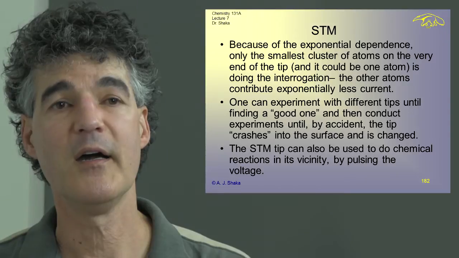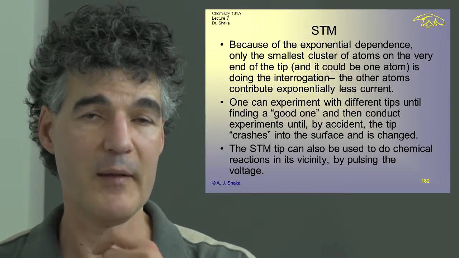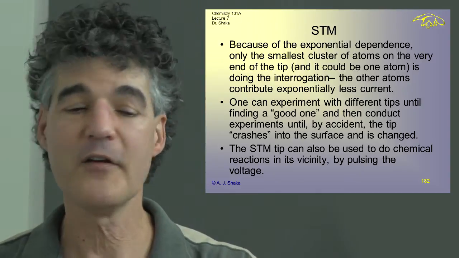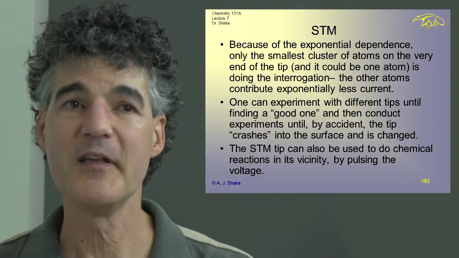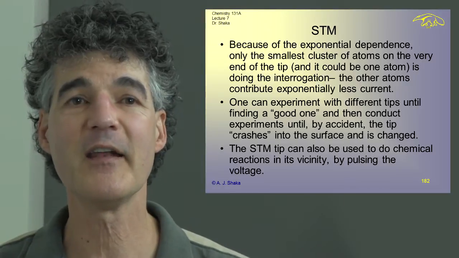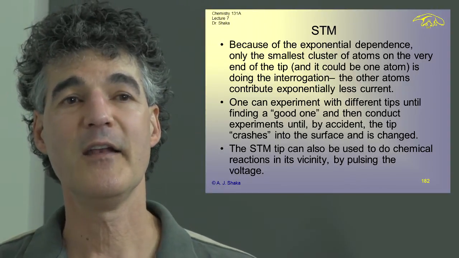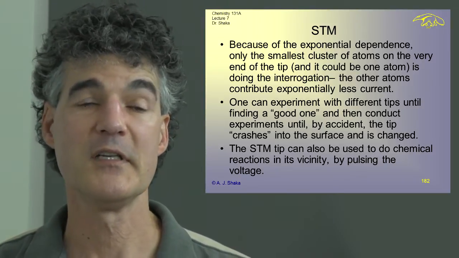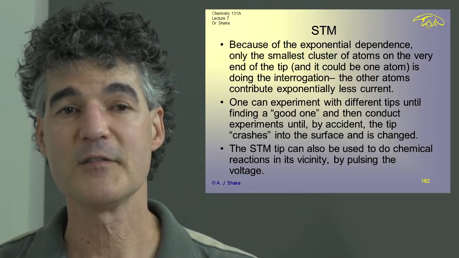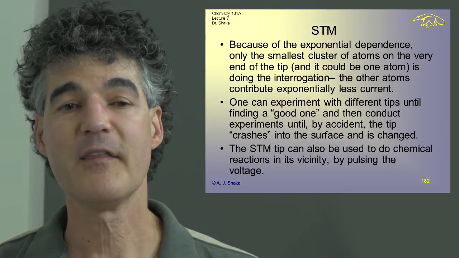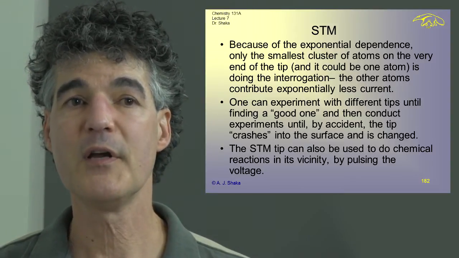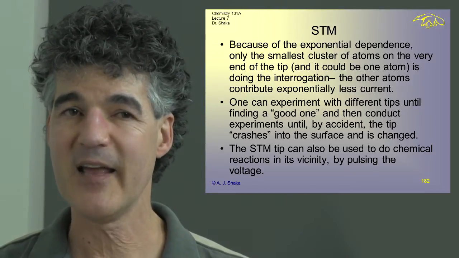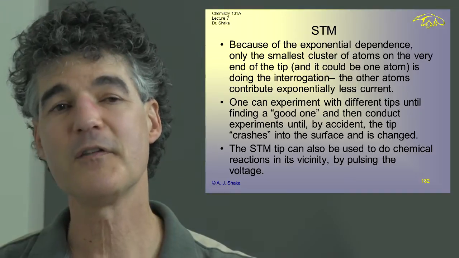You can experiment with different tips, and people did a lot of that, until you find a good one. And then you conduct experiments with this good tip. You try to get your Ph.D. with it if you can, until you're unlucky and you're too aggressive or something and you crash the tip into the surface. And of course, most of the time when you're looking at things with the STM, you're looking at things that you kind of assume are pretty smooth. You're trying to look at details of a flat surface of atoms.